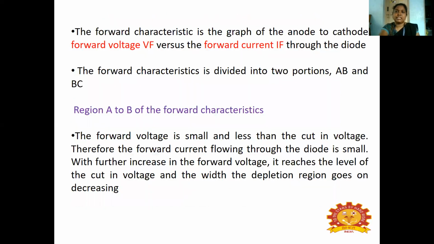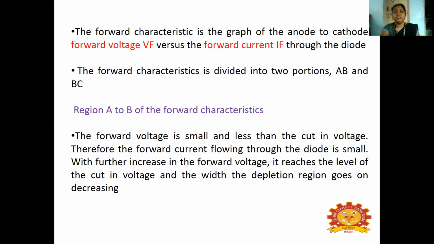The forward characteristics is a graph of the anode to cathode forward voltage VF versus the forward current IF through the diode. We are going to divide the forward characteristics into two portions, AB and BC. Now we will see the region A to B. The forward voltage is small and less than the cut-in voltage, therefore the forward current flowing through the diode is small. With further increase in forward voltage, it reaches the level of the cut-in voltage, and the width of the depletion region goes on decreasing.